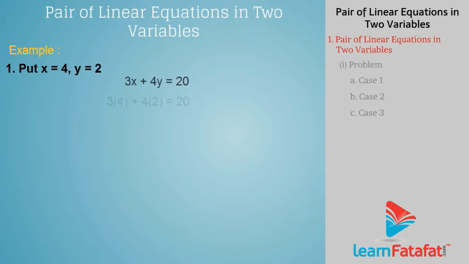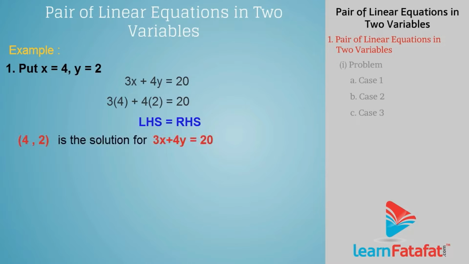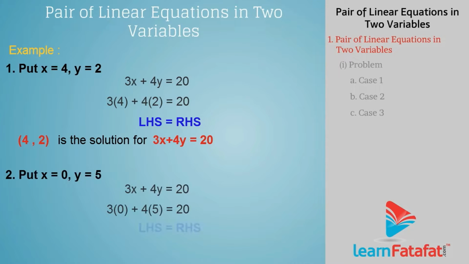Example: putting x = 4 and y = 2 in the equation, we get LHS equal to RHS. Thus, (4, 2) is a solution for the equation 3x + 4y = 20. Similarly, putting x = 0 and y = 5, LHS becomes equal to RHS. Hence, (0, 5) is also a solution for 3x + 4y = 20.